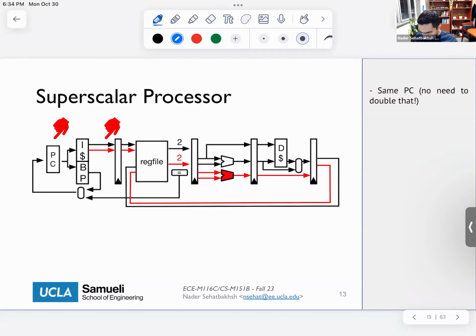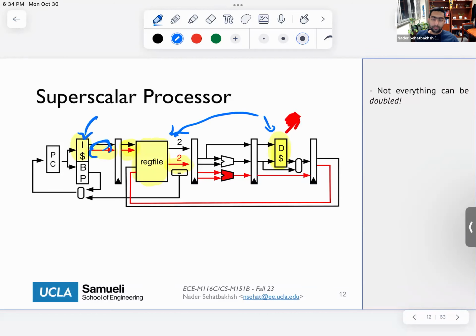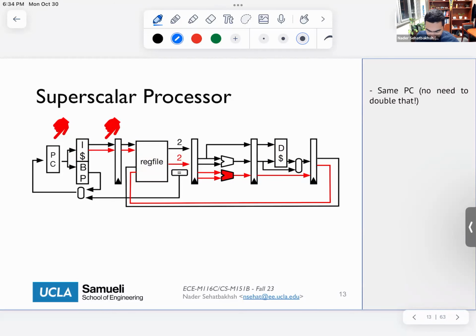So continuing this story of how we can replicate things. If you actually look into the PC, you will see that we don't need to replicate two PCs. Again, PC is just one register to always show you where you are in your program. Instead, what you can do is that instead of fetching one instruction, you fetch two consecutive instructions. Remember, we told you that we always have PC and PC+4. So instead of going to the PC and bringing one instruction from instruction memory, this way you can bring two instructions. So you can bring both PC and PC+4.